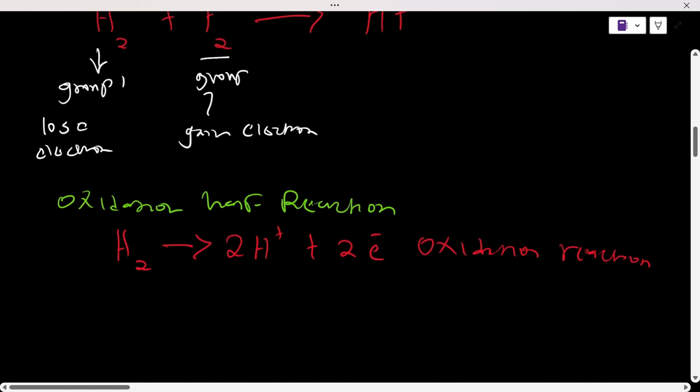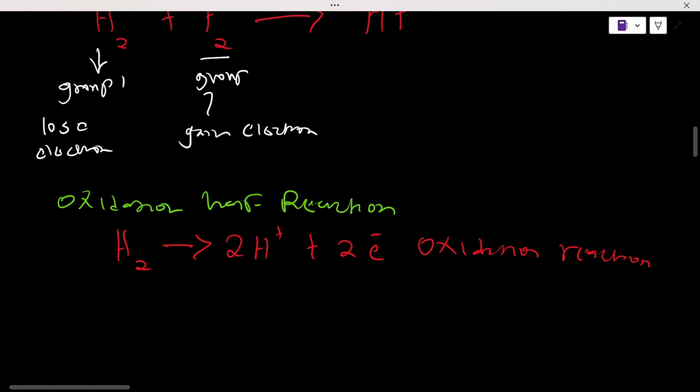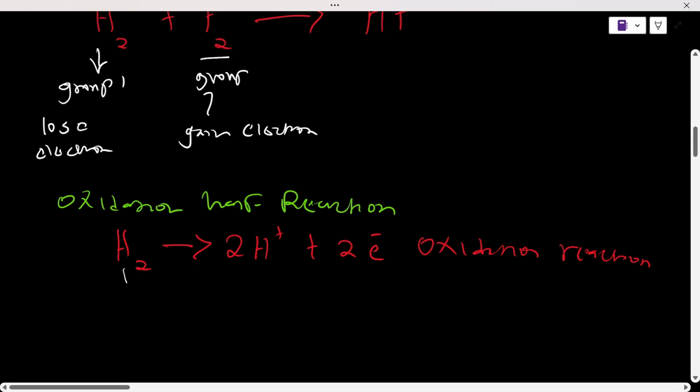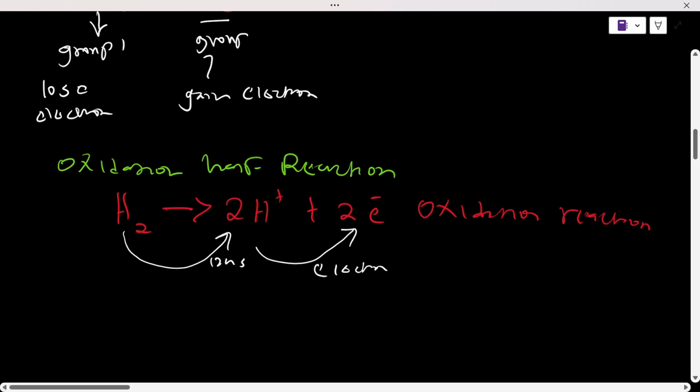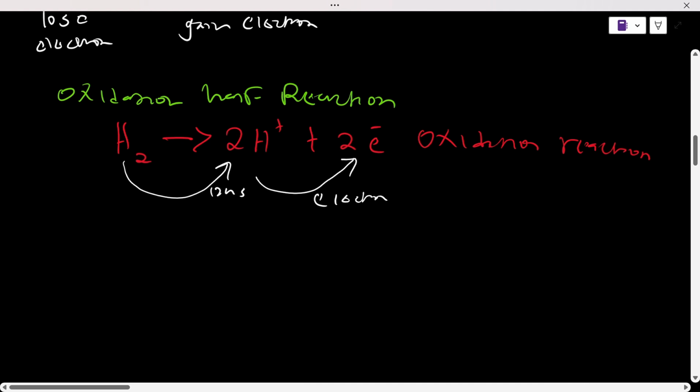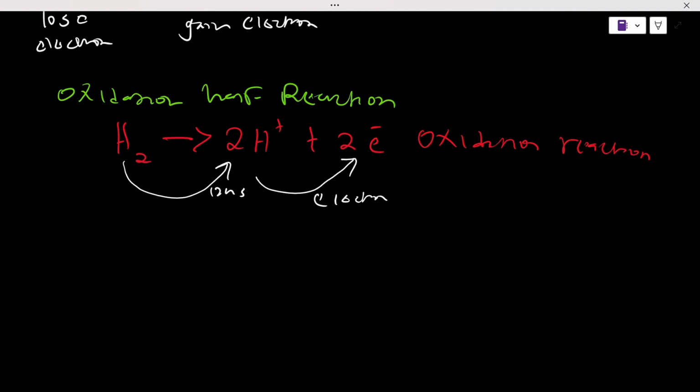That's an example of an oxidation reaction, because hydrogen in this reaction is forming two hydrogen ions, and at the same time it is losing two electrons. So in terms of electron loss, I can simply say this is an oxidation reaction. Now, another example I can use to show that is the reaction between zinc and copper.